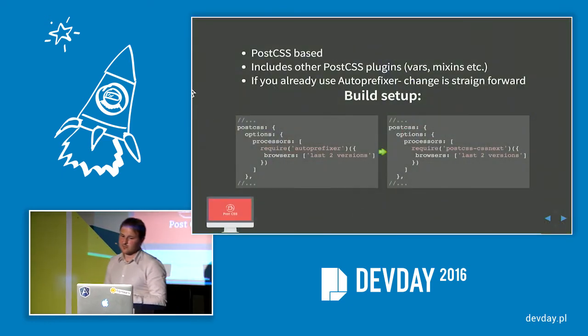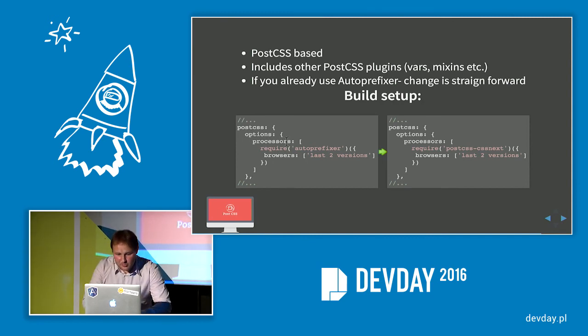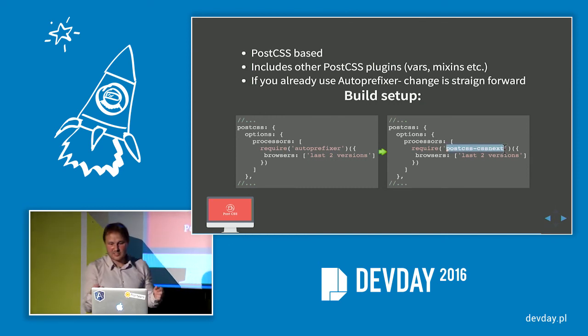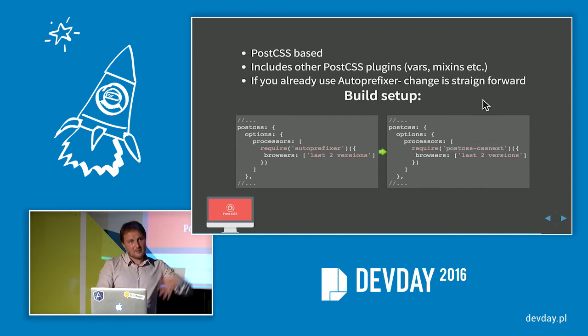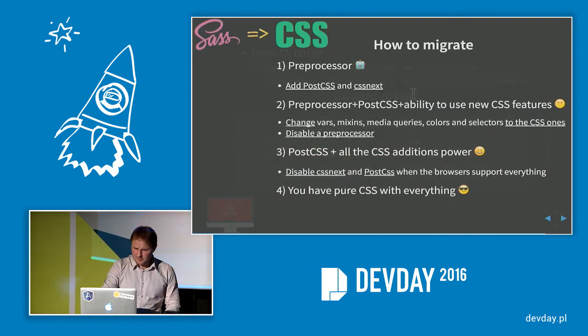It is PostCSS based, and if you already use autoprefixer for handiness, you just include in this module postcss-cssnext and change autoprefixer to this one. So the build change is only one line because CSS Next includes autoprefixer, and you have this for free until it's supported in all the browsers.